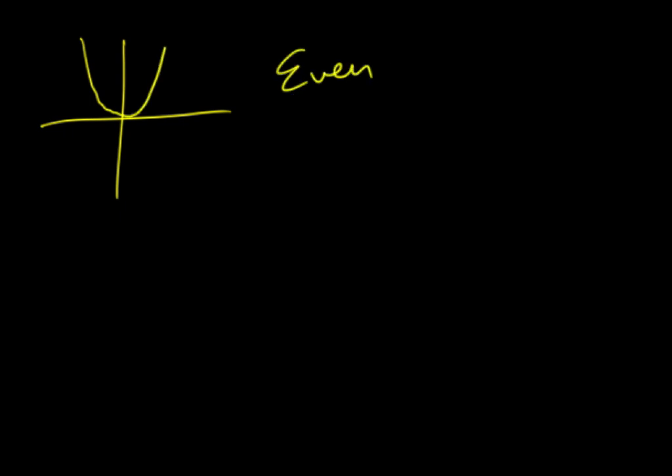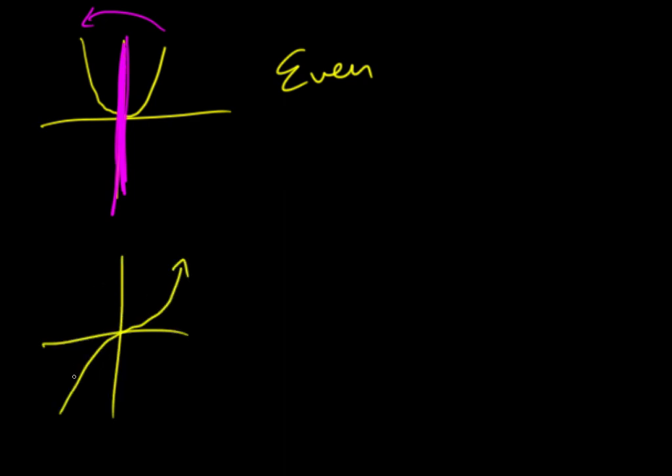Let's just do a quick visual description. Even functions are any functions that are symmetric about the y-axis. So if we could fold them over and they line up, then they're even. Odd functions are symmetric about the origin, which means if we fold over a piece at the origin and then fold it down again, then we consider that to be odd. Anything else, we're just going to say neither.